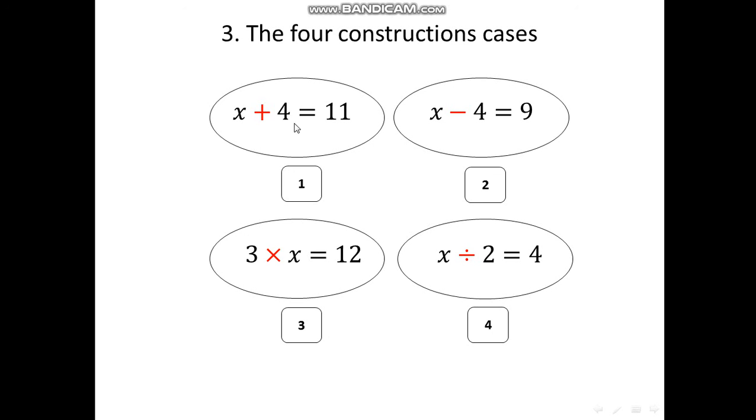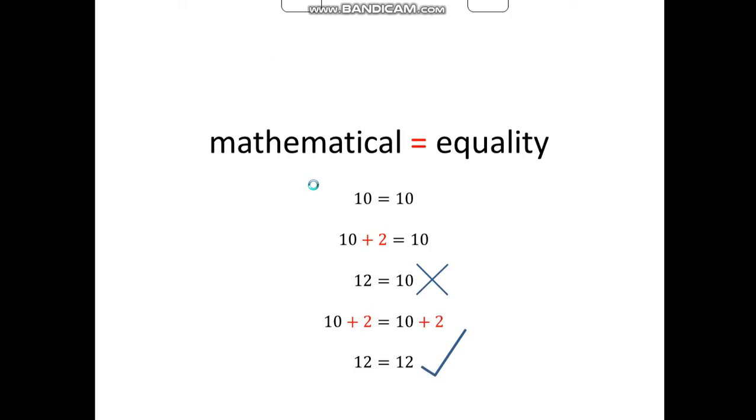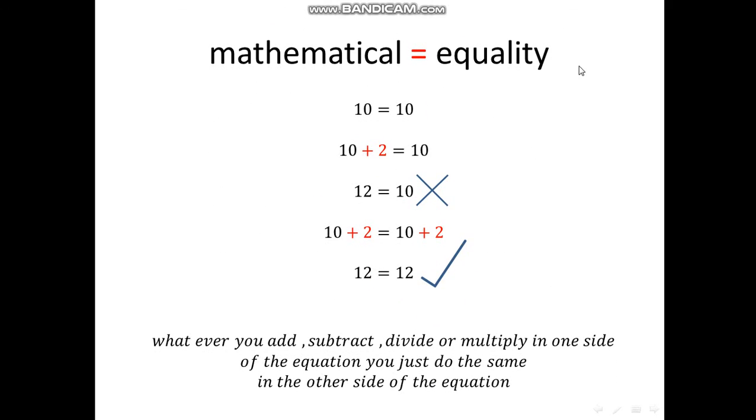Case 1: x plus 4 equals 11. x minus 4 equals 9. 3 multiplied by x. This is 3x, but it's a multiplication in between them. And x divided by 2 equals 4. I shall go one by one. Now before I go to them, I'd like to tell you something about equality.